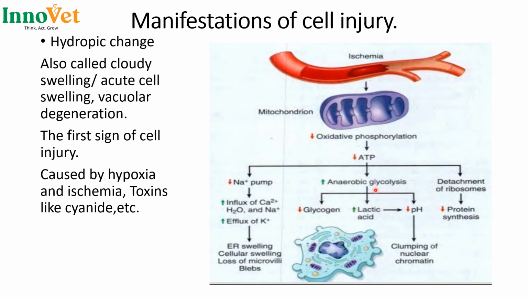Also, ATP depletion leads to increased anaerobic glycolysis, which will lead to depletion of glycogen stores and increased lactic acid production, which will lower the pH of the cell and consequently lead to clumping of nuclear chromatin. Then also ATP depletion will cause the detachment of ribosomes from the endoplasmic reticulum, causing a decrease in protein synthesis.